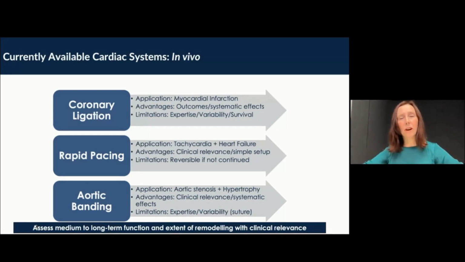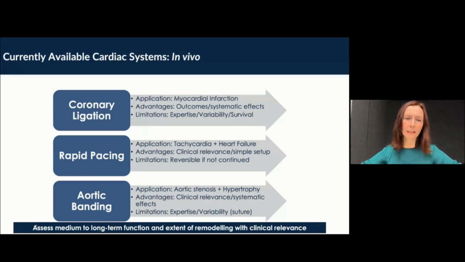The limitations, obviously, a high degree of expertise. There can be variability without such expertise. And ultimately, we're looking for our animals to survive. So if we don't have survival of these animals, our experiments are not meeting the criteria we are setting.